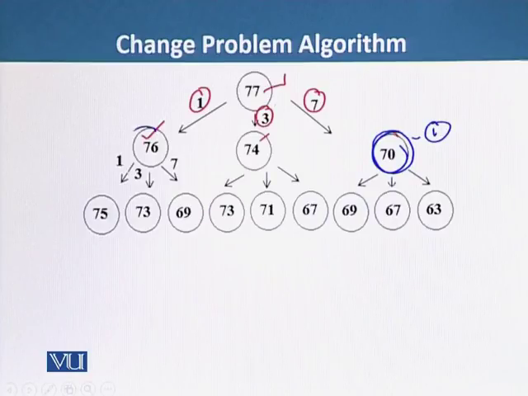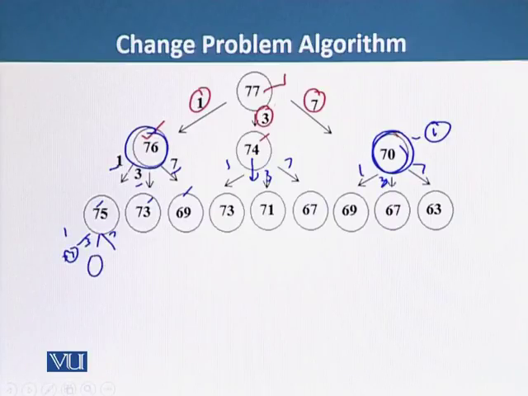If we subtract the 7 cents, we get this 70. So again we will consider this one and subtract 1, 3 and 7 from this, and we will get 75, 73 and 69. Similarly we subtract 1, 3 and 7 from 74. Again we subtract 1, 3 and 7, and we get the answer. So again we will use this 75, and we subtract 1 cent, 3 cents and 7 cents, and we get 74, 72 and 68. Here, if we subtract 1, 3 and 7, when we subtract 3 from 73, we will get 70. So again our target, this one is 70.